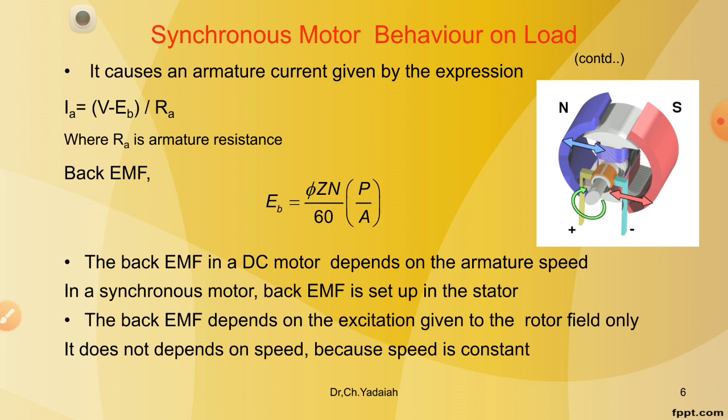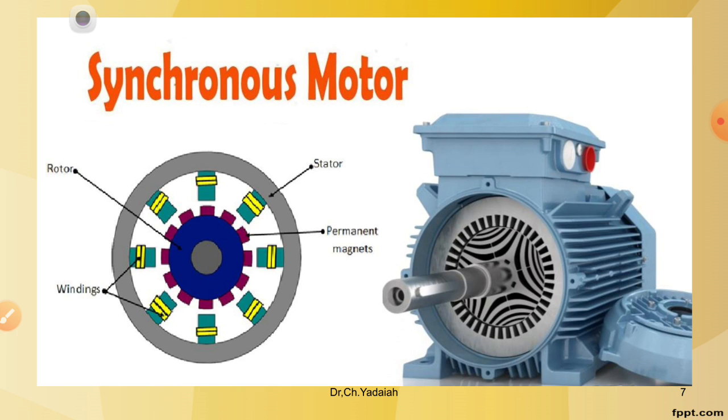So based on this voltage injected into the rotor, we produce a back EMF in the stator that dictates the current drawn from the supply to the armature winding of the stator. Okay. Now you can see synchronous motors are different.